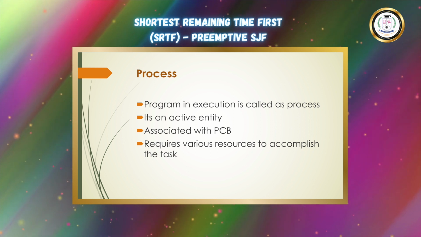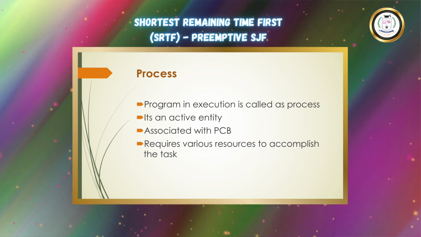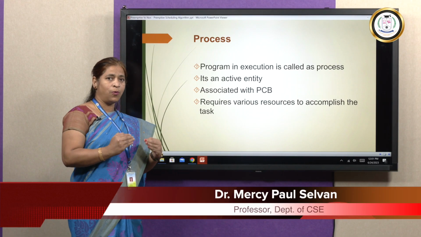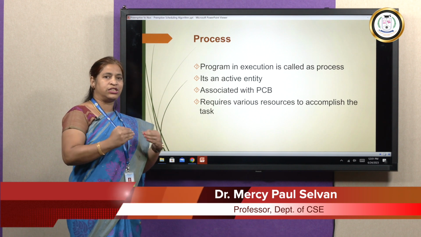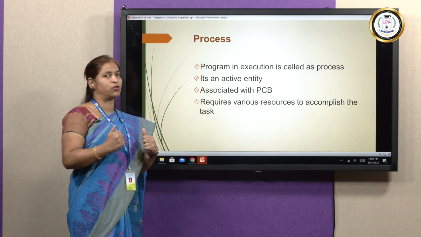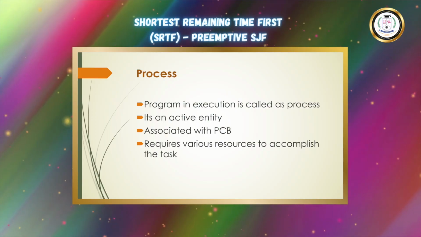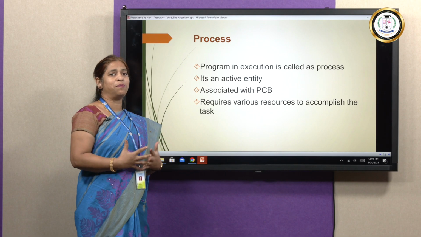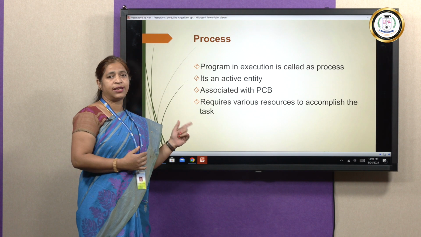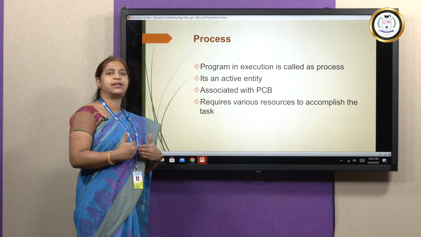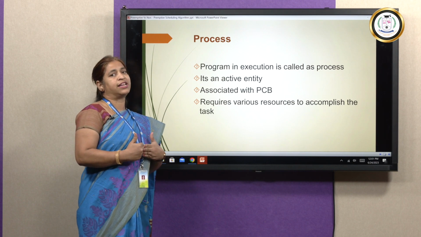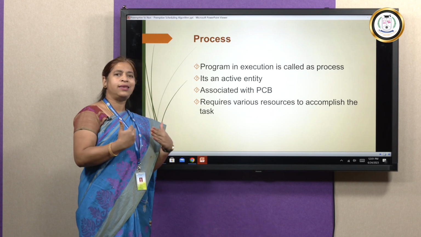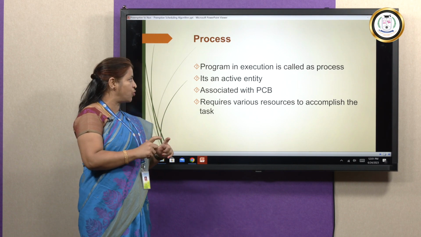To start with, we are going to see what is process. Process technically can be concluded as program in execution. Any program in execution time, we call a program as process. As the name suggests, it is an active entity. It requires various resources in order to accomplish the task, and it is associated with PCB. Every process is associated with PCB. The expansion of PCB is process control block, where all the in and out details of a process would be stored as a data structure.